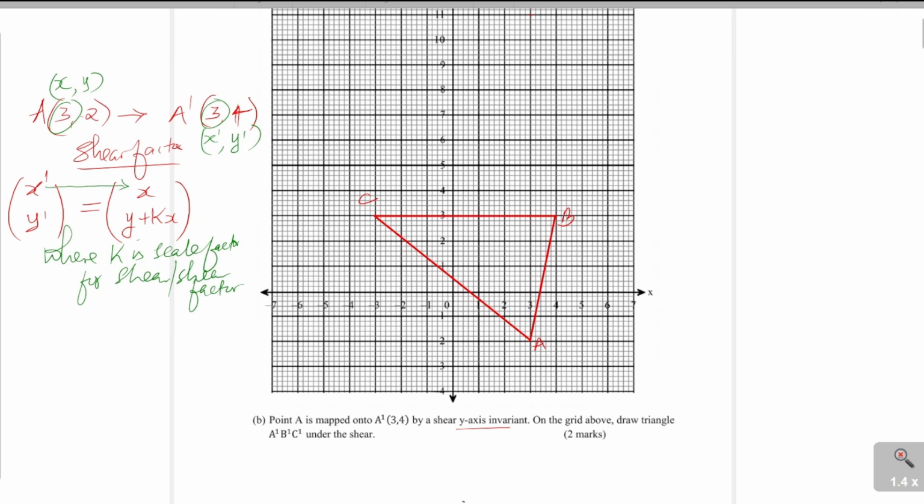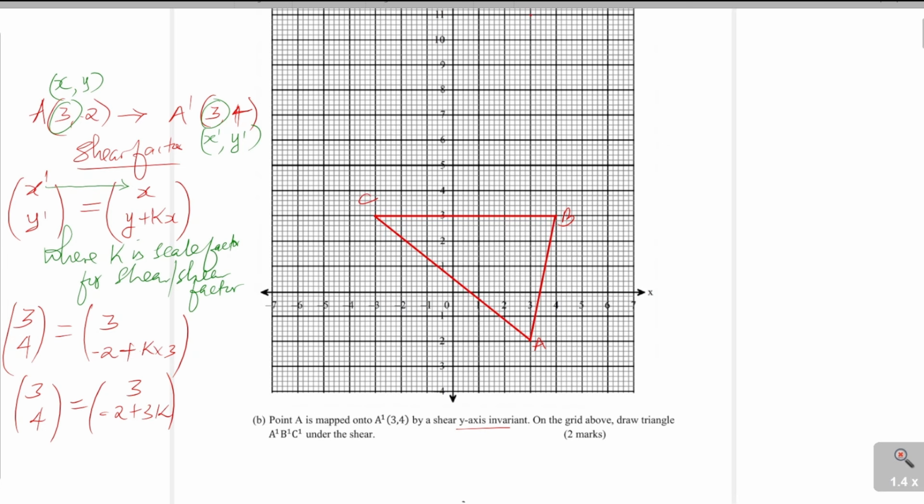So now we can substitute. So x1, y1 is 3, 4, which is equivalent to x is 3, and then y, you can see this, y is -2 plus k times x, where x is 3. So you multiply that by 3. You're just substituting. So this will give 3, 4 equals 3, and -2 plus 3k, 3 times k.